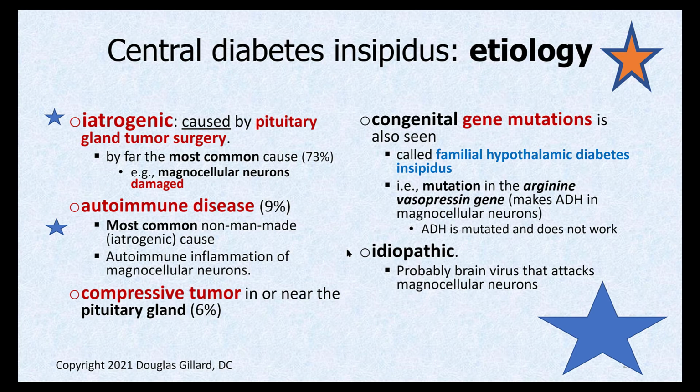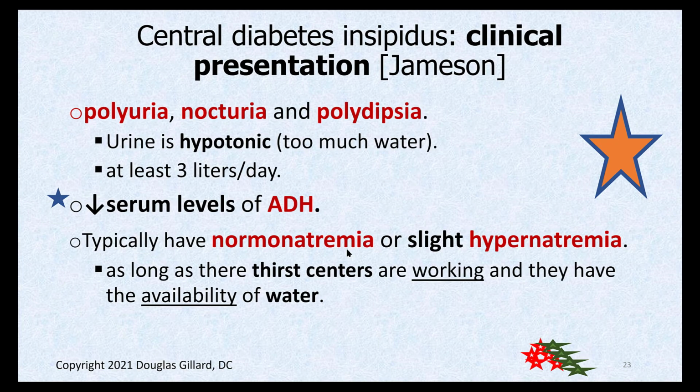It's rare, but there are gene mutations where the magnocellular neurons can't make ADH, or the ADH it makes is not folded properly, and it has trouble binding to the principal cells. So those are congenital mutations, and sometimes it happens and we don't know why it happens. It's probably some weird virus, some weird inflammation that occurred. But again, central means there's something wrong with ADH.